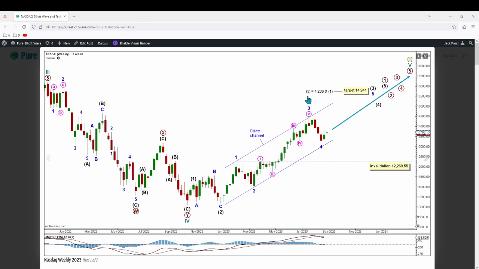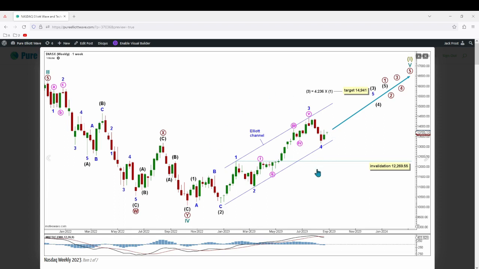Intermediate wave 3 has a target calculated at 14941, which is the 4.236 Fibonacci ratio of intermediate wave 1. And minor wave 5 within intermediate wave 3 may find resistance at the upper edge of this Elliott channel, though as it is the end of a third wave at a higher degree, it may break out somewhat.